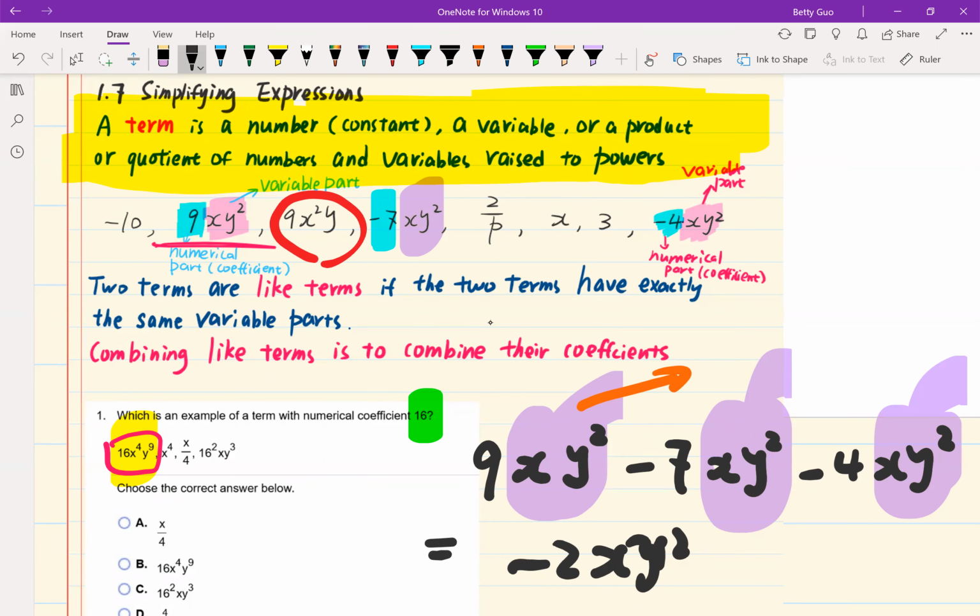So from this example, try to make sense of this rule. How do we combine like terms? Combining like terms is to combine their coefficients. So later, when we see like terms, simply combine their coefficients. In this case, the coefficients are 9, -7, -4. Combine them, we have -2. And then copy down the variable part, and that's it. Does that make sense? Okay. That is how we combine like terms.